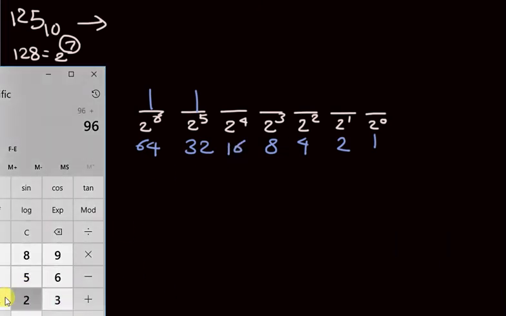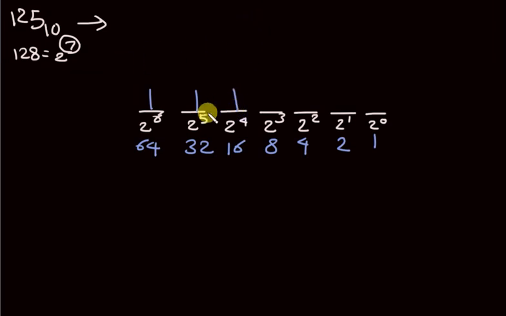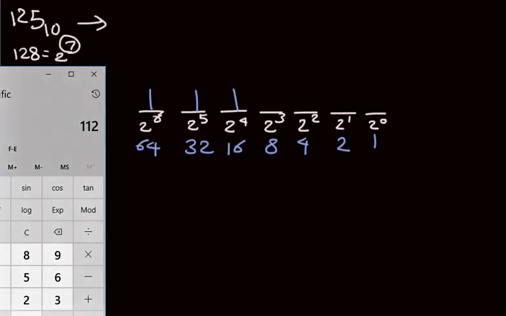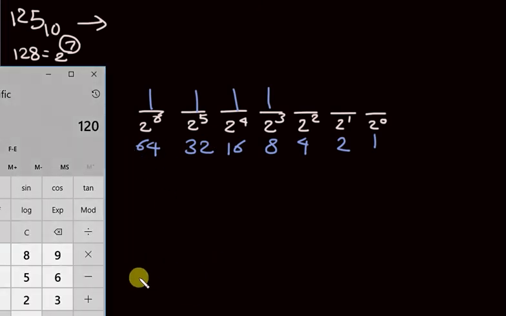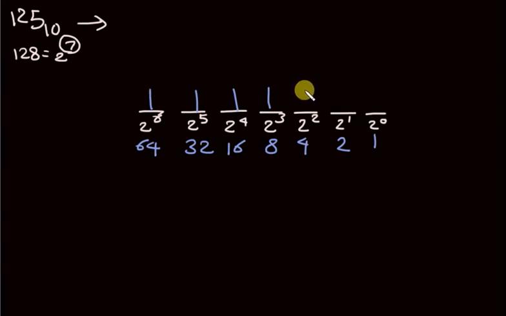And then I will add a 16 to it. It will give me 112, so I can put a 1 here too because it is still smaller. And I add an 8 to this. It will give me 120. It is still smaller, so I can put a 1 here. I will add 4. It will give me 124, so I can put a 1 here.